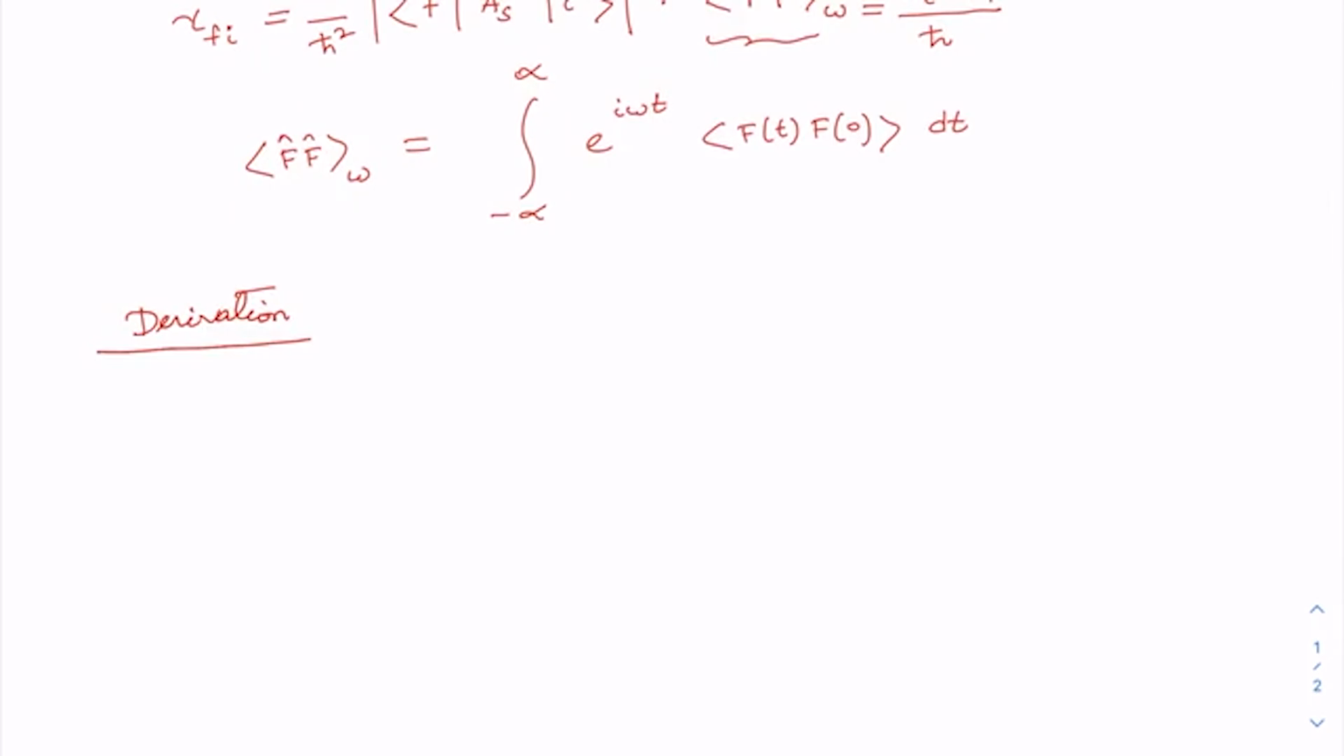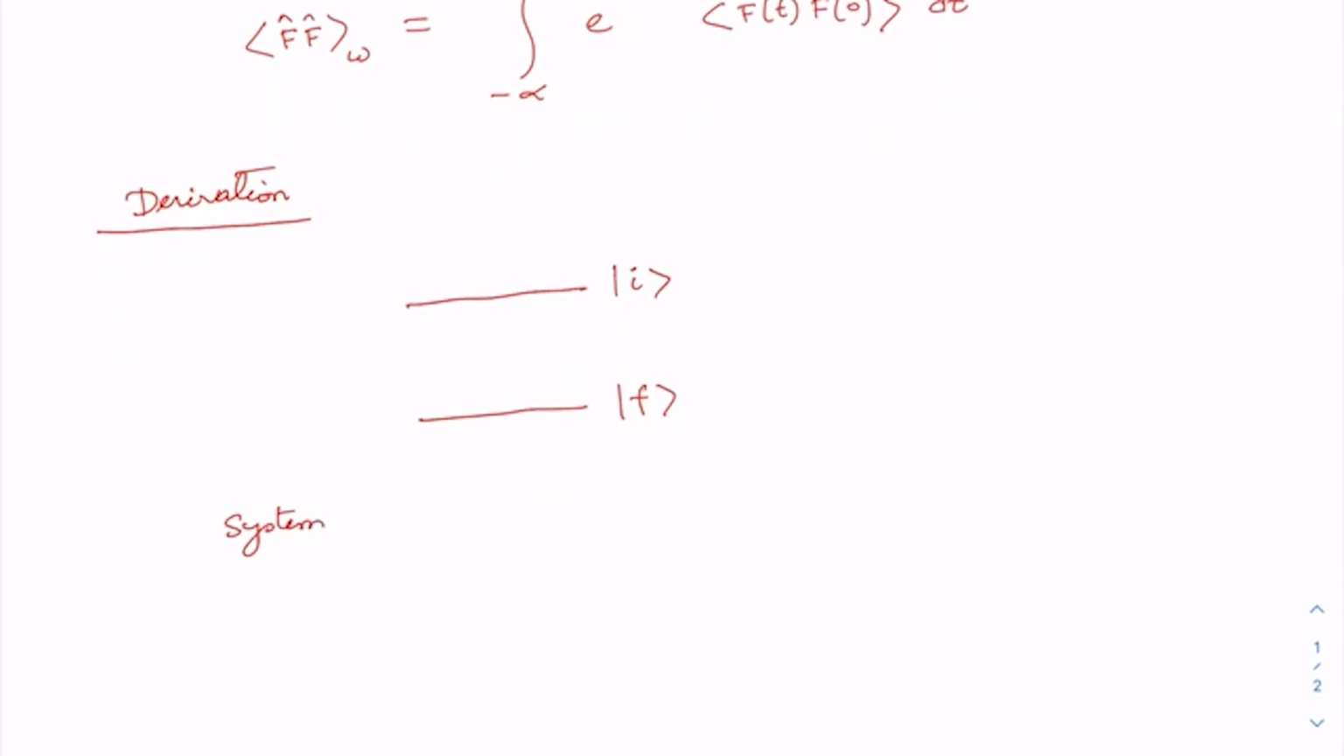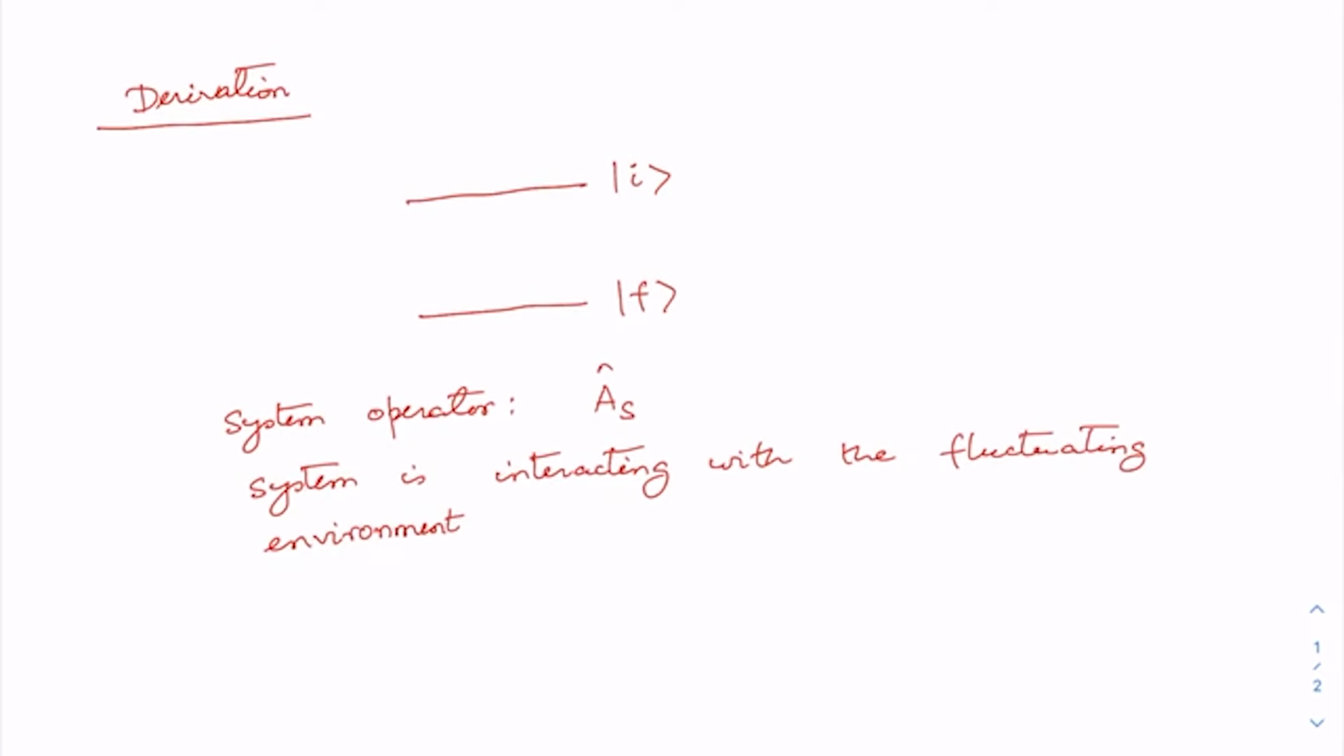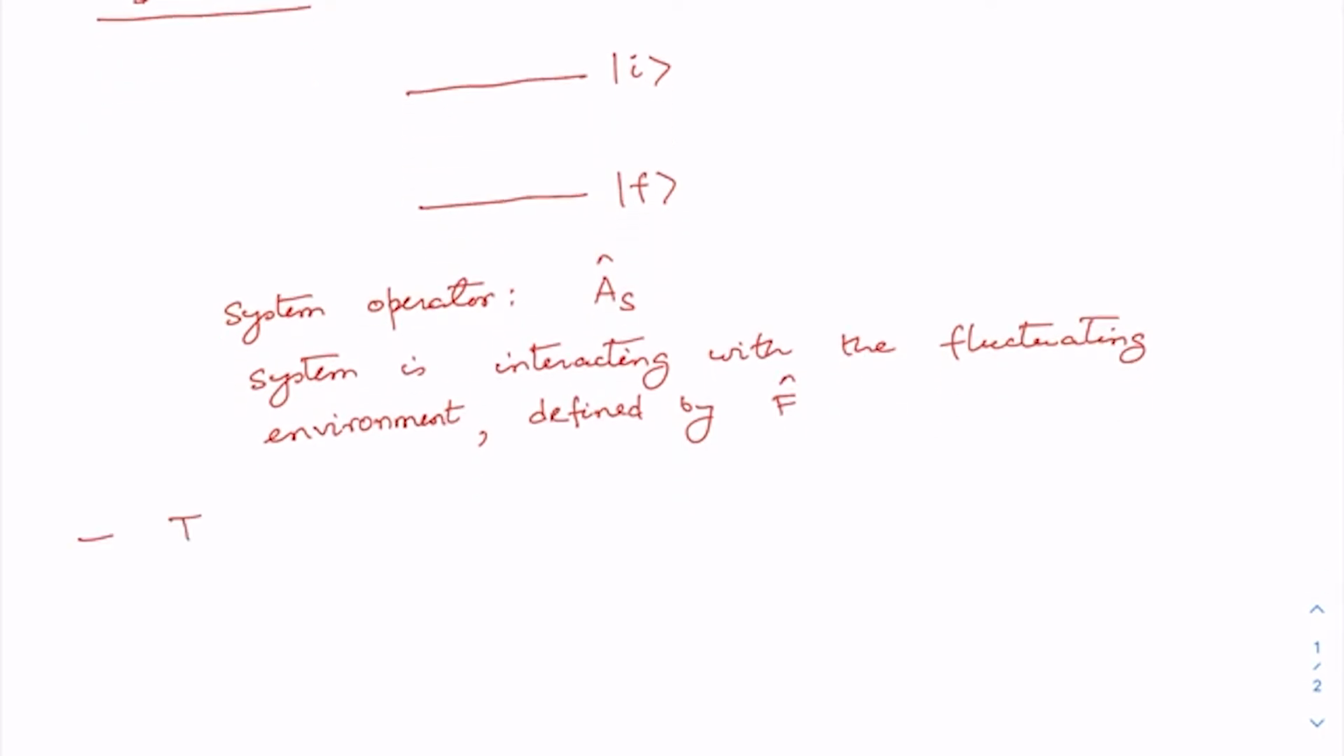Say we have a system with two energy levels denoted by the kets |I> and |F>. The system is described by a system operator A_S, and it is interacting with the fluctuating environment. And let me assume that the system is getting connected to one of the variables in the environment, which is denoted by the operator, say, F cap.